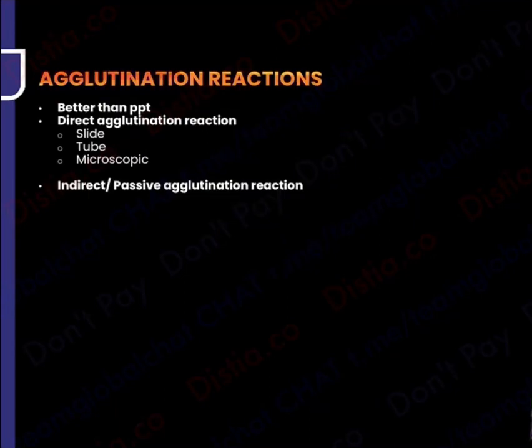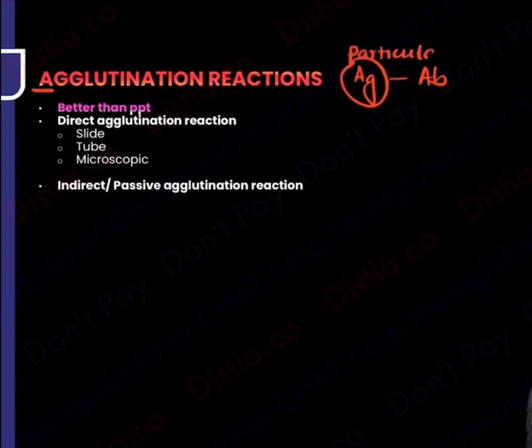Do the agglutination reactions, which are said to be better than precipitation reactions. Now first tell me, it's going to be a reaction of antigen and antibody, but which antigen? Soluble or particulate? Remember, P is not for P. In precipitation I did not have a particulate antigen, but here can I have a particulate antigen? Yes, I can. There are two tests, direct agglutination and indirect agglutination.